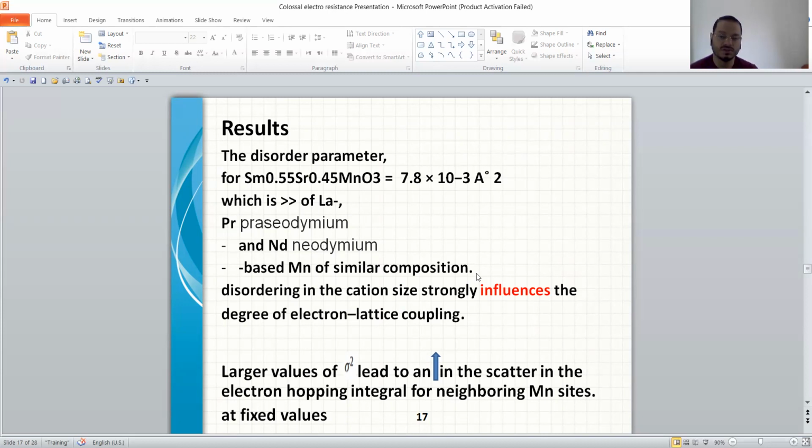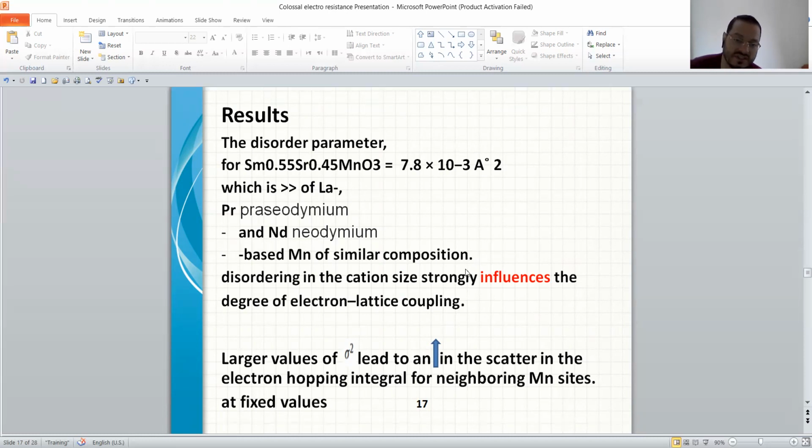Now let's see what will increase and what will decrease. Larger values of the mismatch squared will lead to an increase in the scatter in the electron hopping integral for neighboring manganite sites at fixed values. A large mismatch squared value will act to increase the scatter in the electronic hopping integral for neighboring manganite sites at specific values.